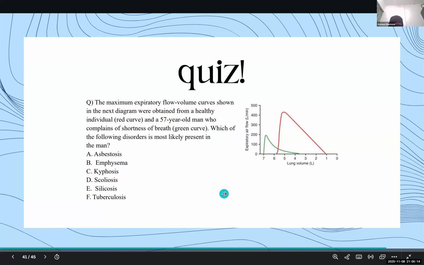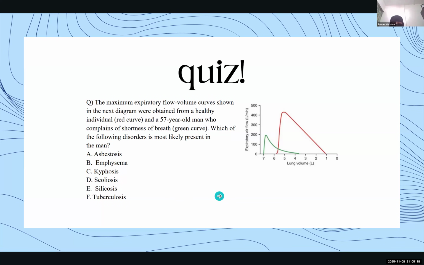Isn't emphysema obstructive, not restrictive? Interesting, Riham. Emphysema is restrictive. Wait, emphysema? Emphysema is restrictive disease. It's not obstructive.